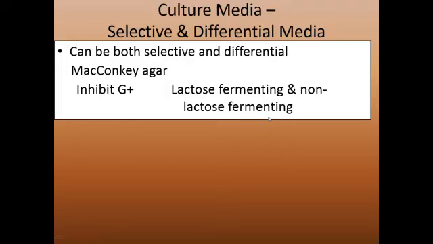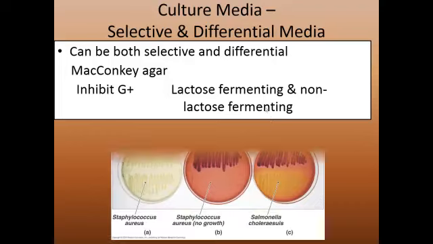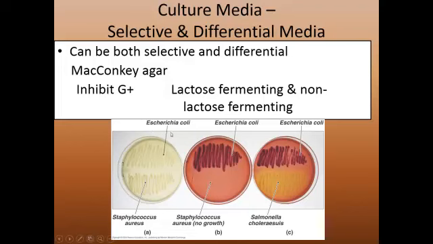How do we tell if the organism living on the agar is fermenting the lactose? Well, what's a byproduct of fermentation? Oftentimes it's an organic acid, which will lower the pH of the media. So we put a pH indicator in that will change colors. So here's an example of standard media, selective and differential media.